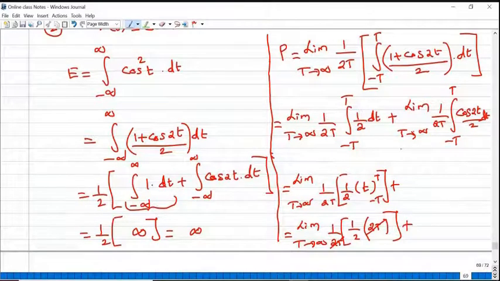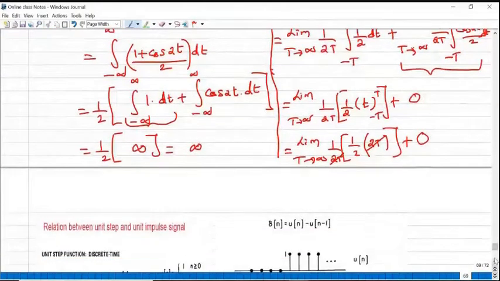From the second term, without integrating this particular function, just check whether there is any possibility of cancellation of this T. If you do the integration of cos 2t, you will get sin 2t. Then substitute lower limit and upper limit: sine of 2 capital T minus sine of 2 times minus capital T. There is no possibility of cancellation of this T. So at the final step, if you substitute T tends to infinity, 1 by infinity will be 0. You can directly substitute 0 here. No need to do the integration completely for the second term.